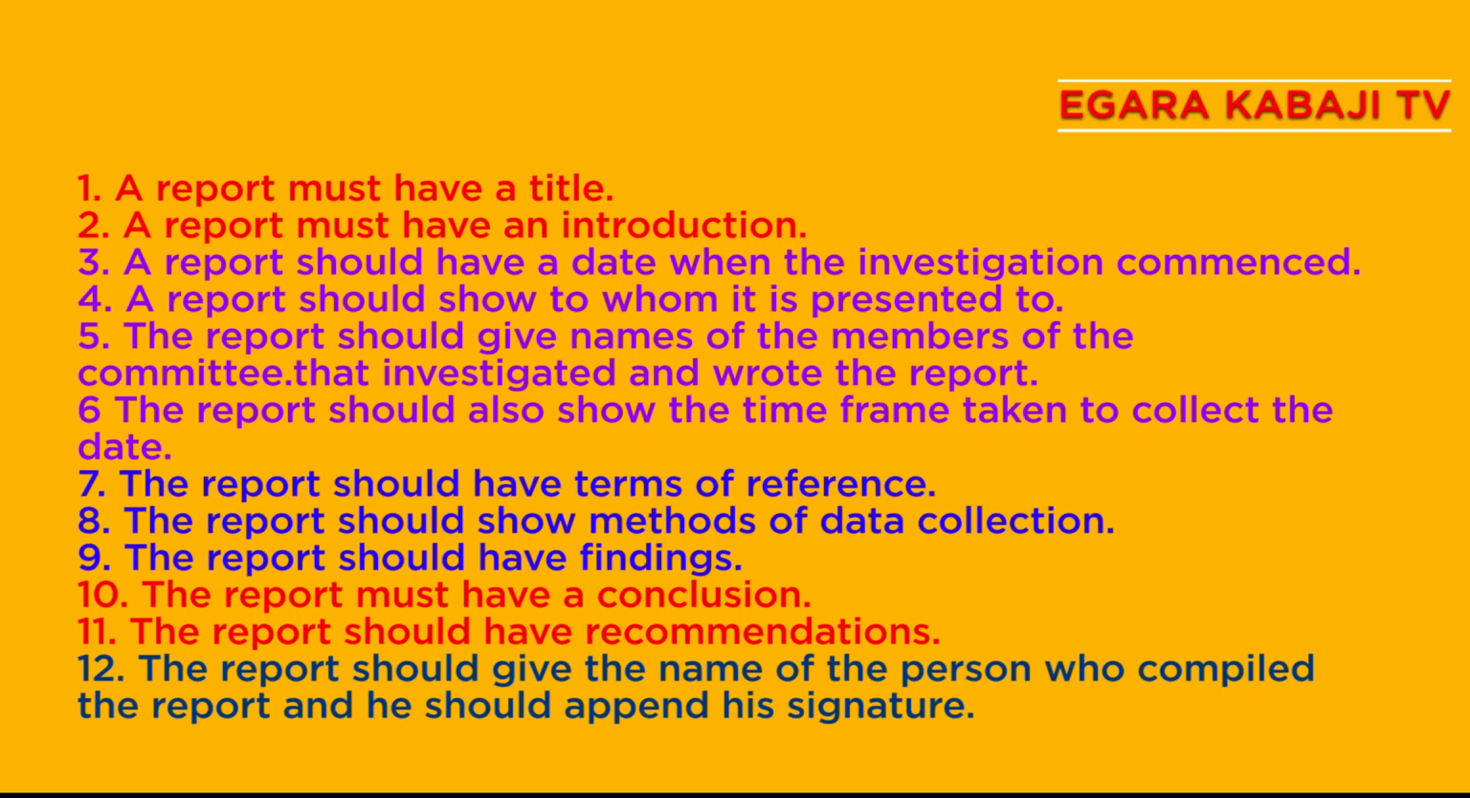Number 10, the report must have a conclusion. This is a summary of what was found out. Number 11, an investigative report should have recommendations. These are suggestions and proposals which help improve the situation, or rather address the problem. This section also gives direction that the committee is giving to the school in terms of dealing with the problem.